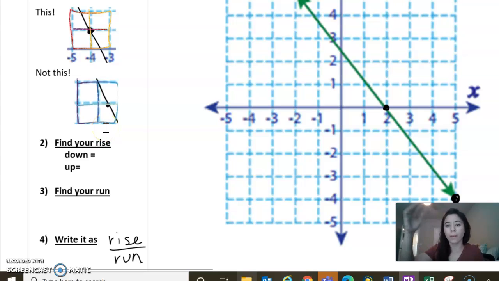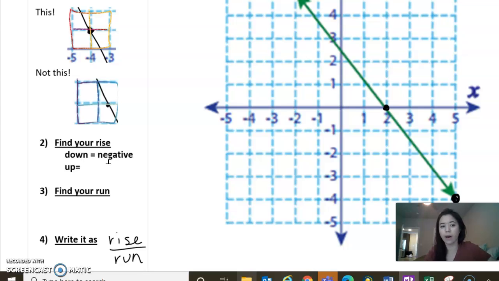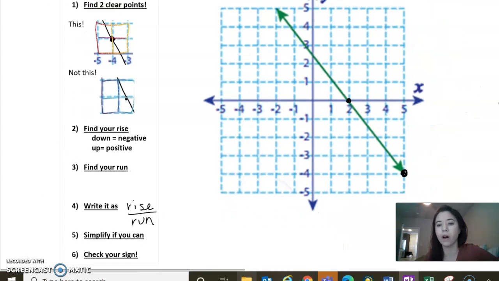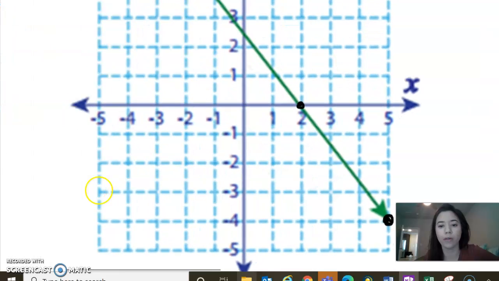So how high up I go or how high down I go. If I am going down, that means my overall slope will be negative. If I go up, that means my overall slope will be positive. So let me show you how that works.